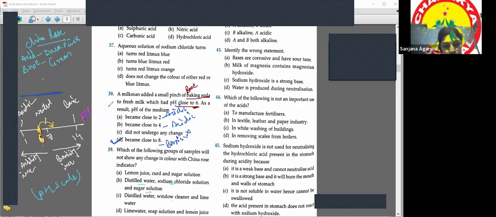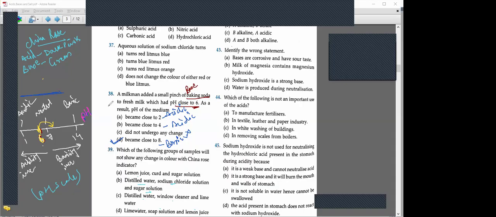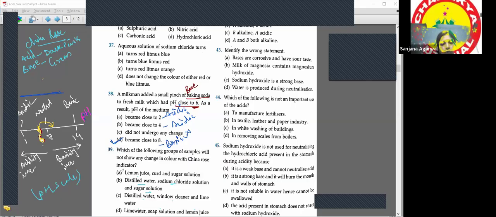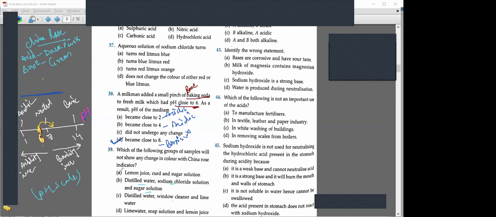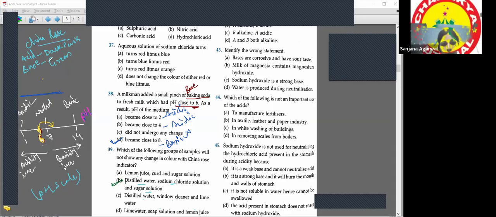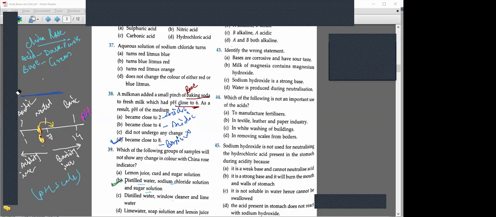Reason? Because those three are, I think sodium chloride is neutral. And sugar solution is also. Yes, ma'am. Ma'am, in option B, all of those solutions are neutral. Yes, sir. Neutral. Right. You want to note anything out of it, or should I clear it? Ma'am, you can clear.